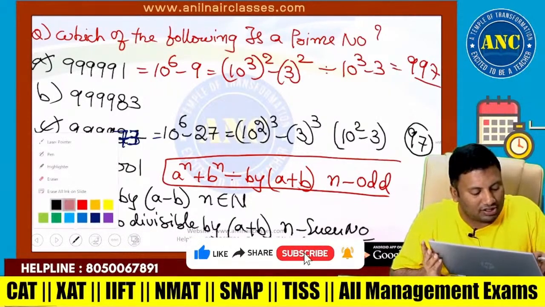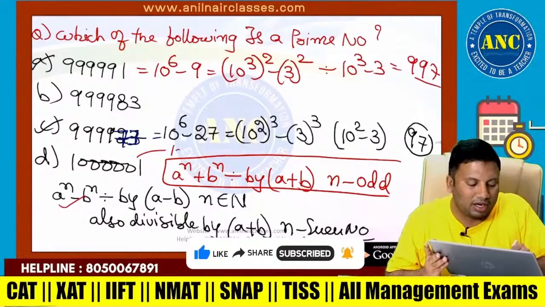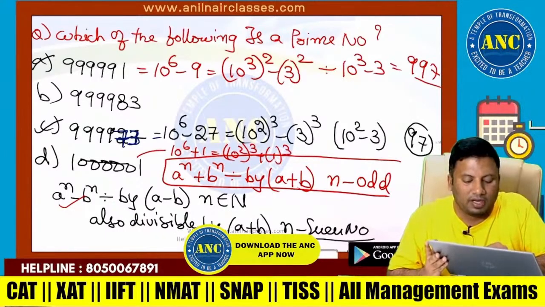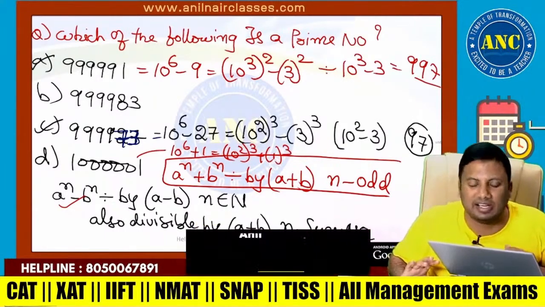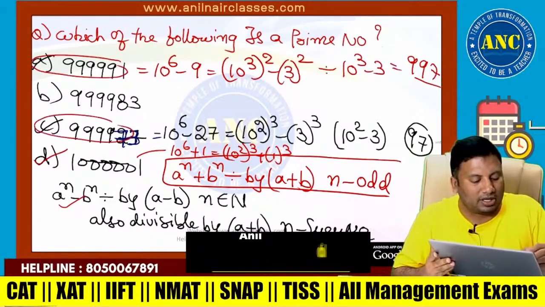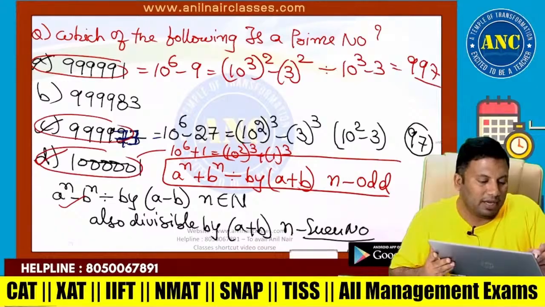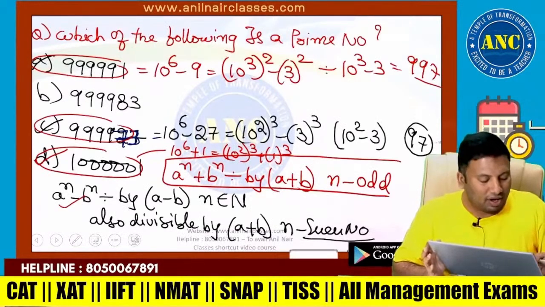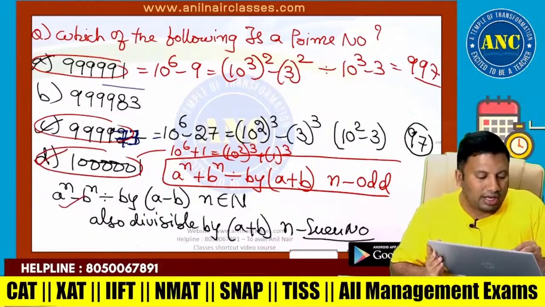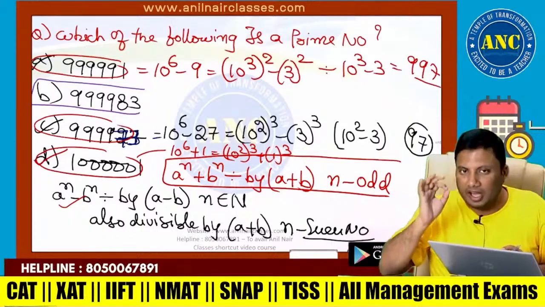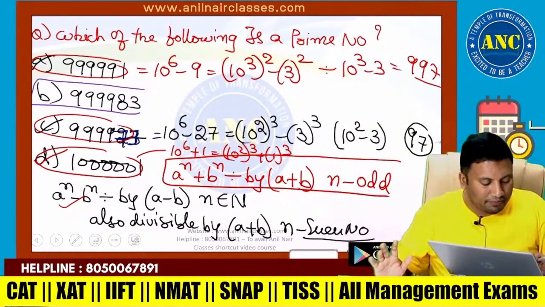Last one, the same question we did in session number 1: 10 power 6 plus 1. This is (10 square) whole cube plus 1 whole cube, that is a cube plus b cube. It is divisible by a plus b. These three are composite numbers. So the only case which will make it a prime number is 4 nines followed by 83. I hope the idea is clear.